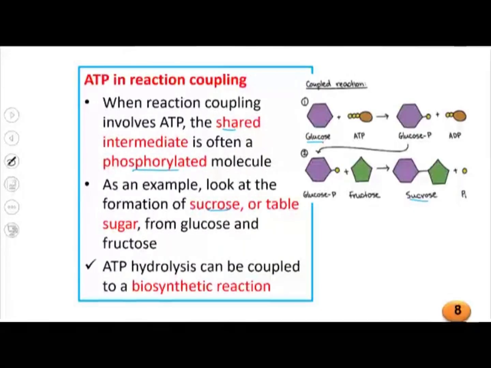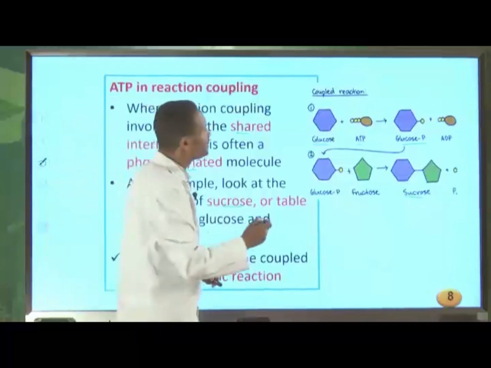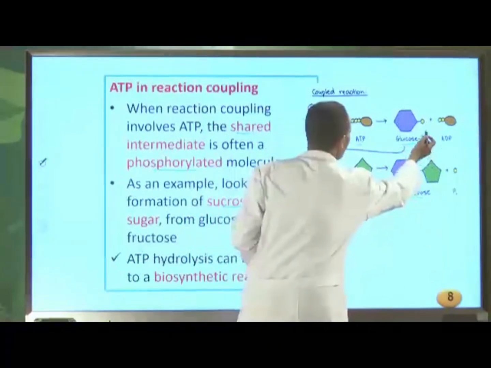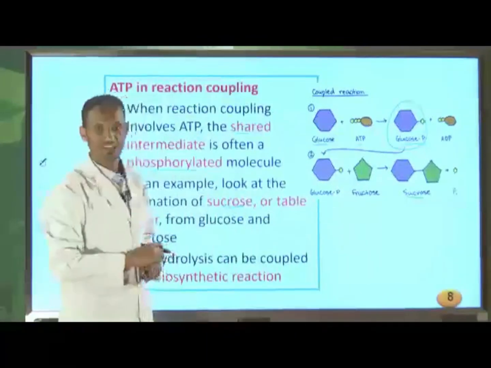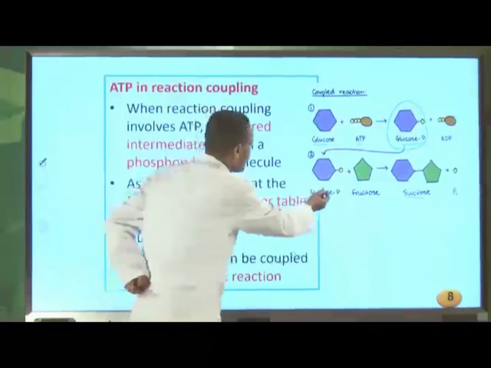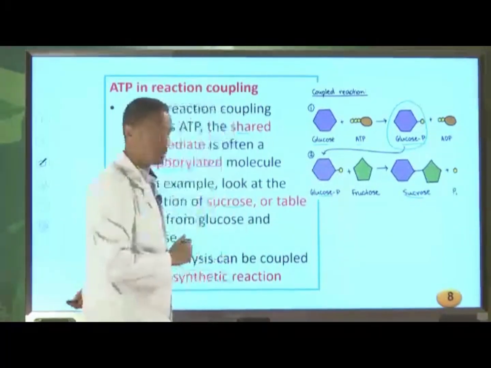When it reacts with ATP, the ATP loses one of its phosphates, and the phosphate is attached to this glucose, forming glucose phosphate, which is a phosphorylated compound. Now, this phosphorylated compound is used as an intermediate for the secondary action. Look, this one is the phosphorylated glucose.